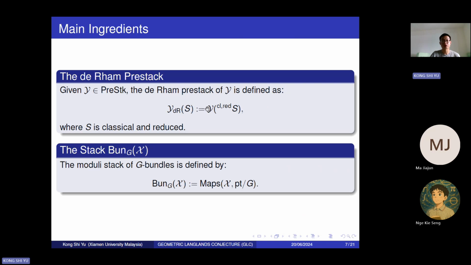So the de Rham prestack is the usual prestack, but it carries our usual scheme. And the CL here stands for classical, and red is reduced, which I mentioned just now, the reduced scheme. And classical means our usual scheme, in the sense of the usual scheme, not the derived scheme.